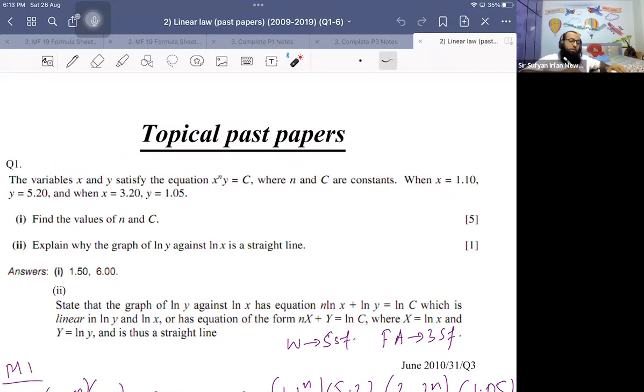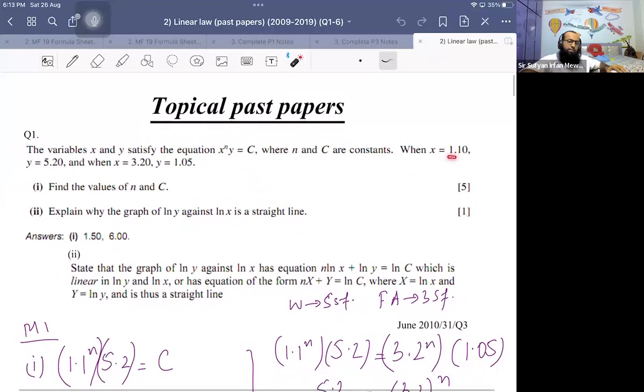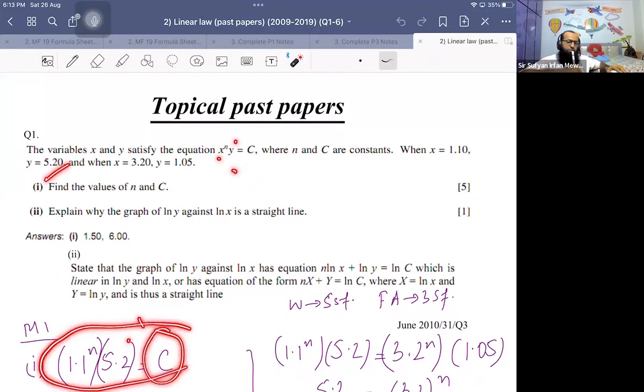What will we do? Because we have been given an equation which involves x and y, and we have been given two pairs which involve x and y, we just need to substitute. So let's substitute the first pair. X is 1.1, so 1.1 power n multiplied by y, which is 5.2, equals c. So this is the first equation. After substituting the first pair, we substitute the second pair.